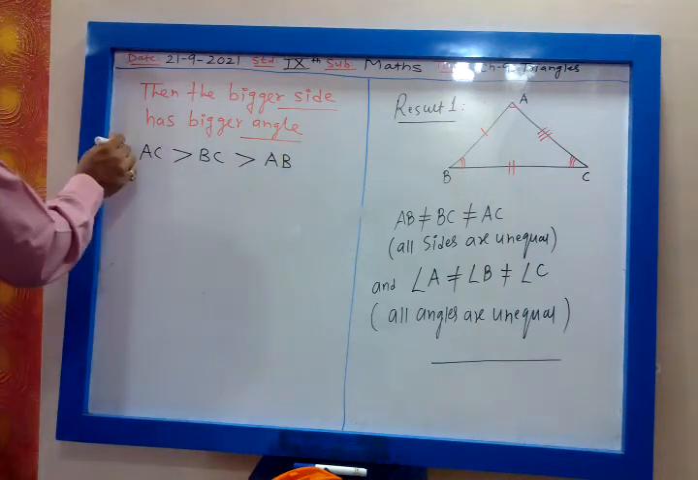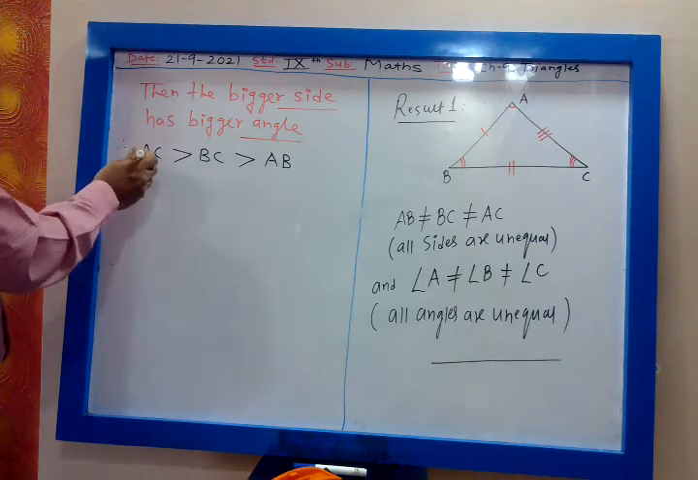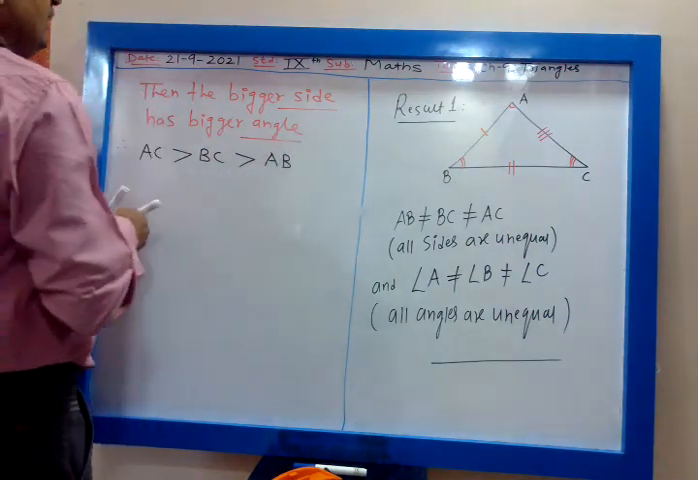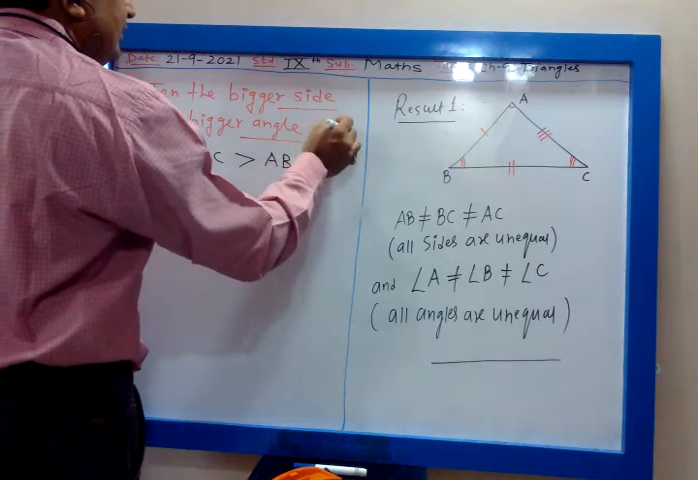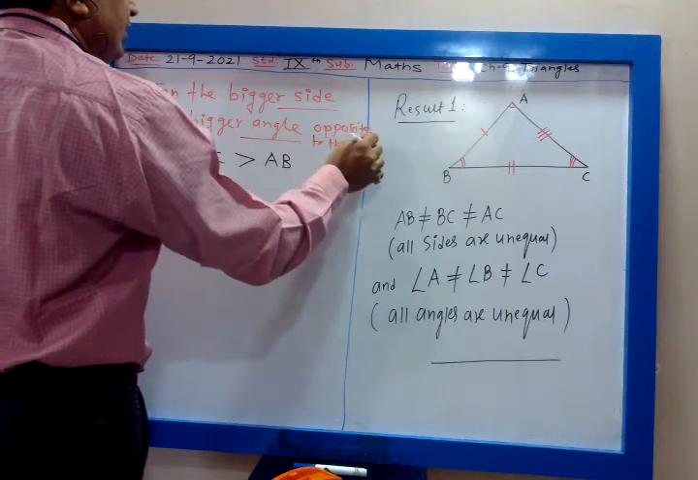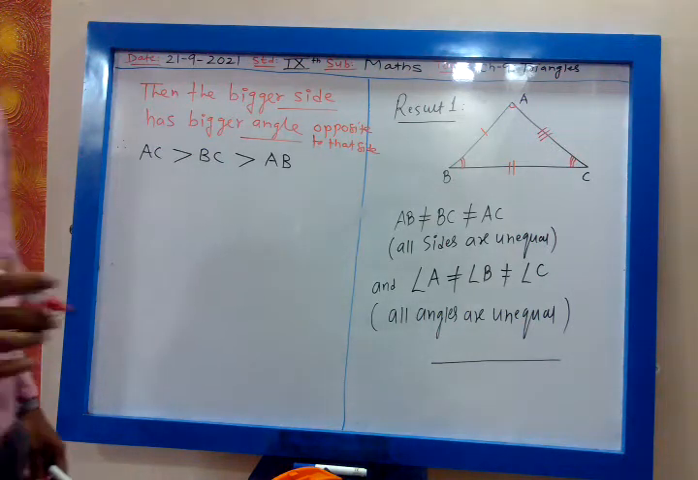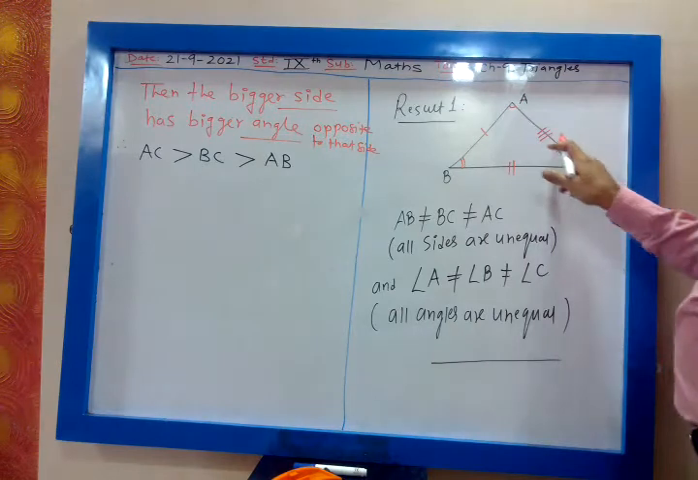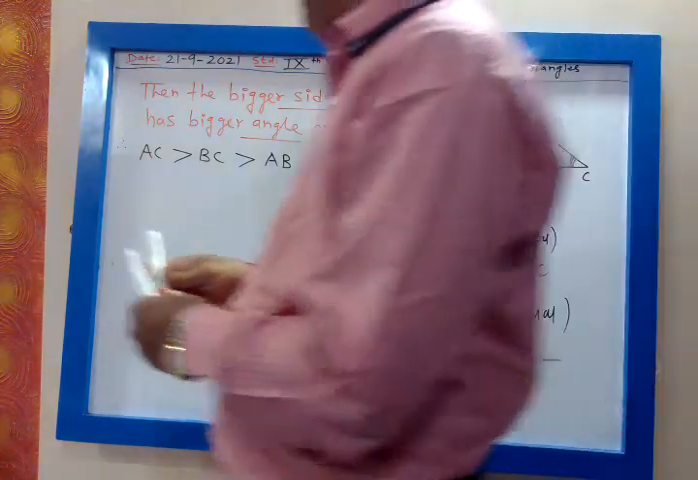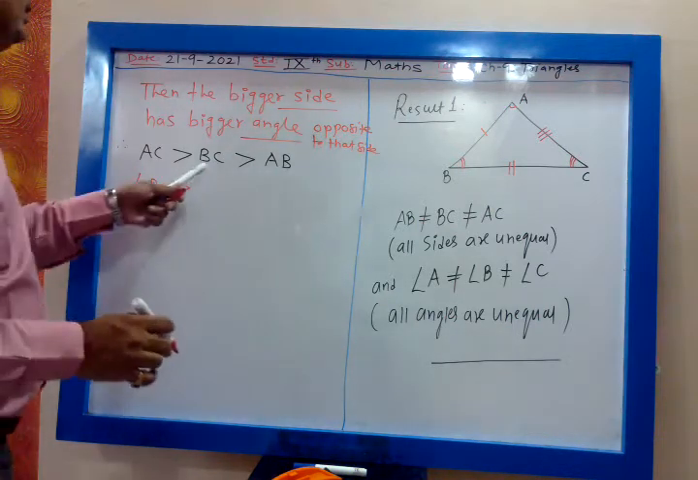Now which side is bigger? Tell me. AC. The bigger side has the bigger angle opposite to that side. Just add this: opposite to that side. Now which side is bigger? Yes, AC. So what is the opposite angle of AC? B. Yes, so angle B will be bigger.